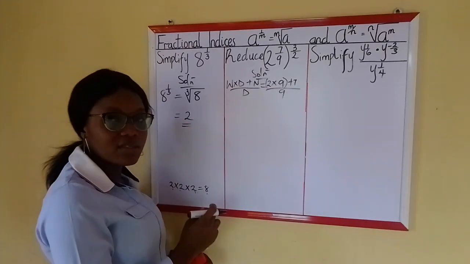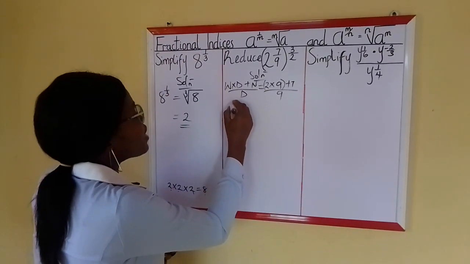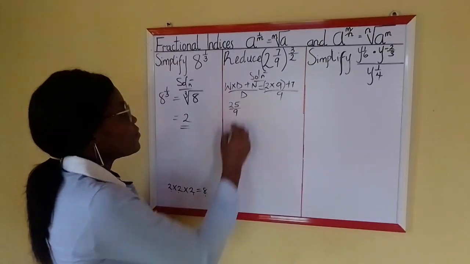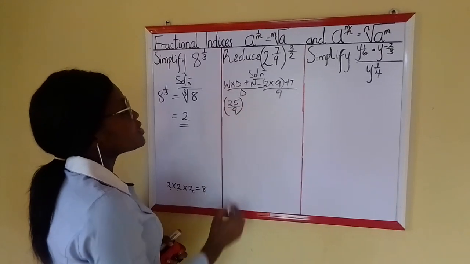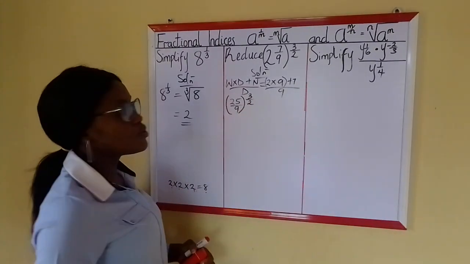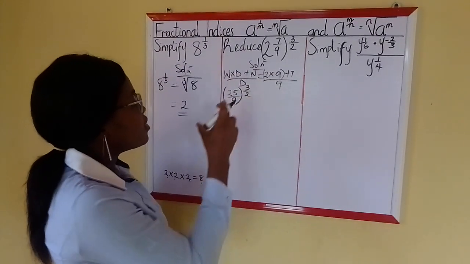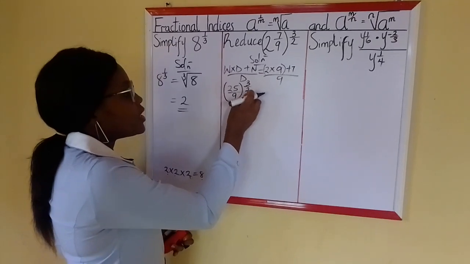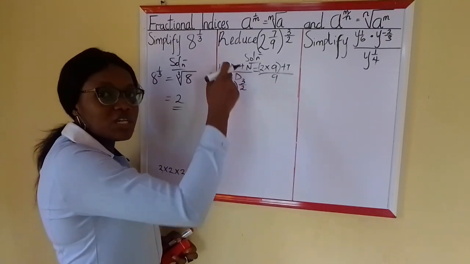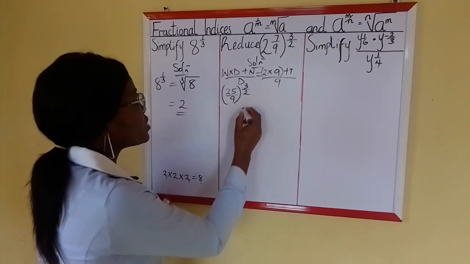2 times 9 is 18. 18 plus 7 will give you 25. So we have 25 ninths, in bracket, raised to power 3, 2 down. So with this, we can start solving. Remember, the denominator is for the roots, while the numerator is for the power. You are going to see how this one will come out.